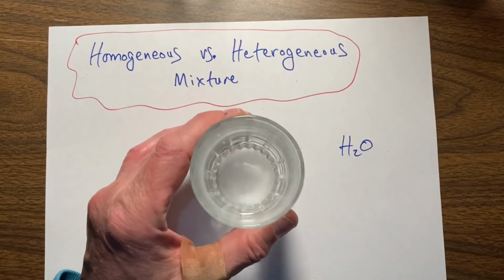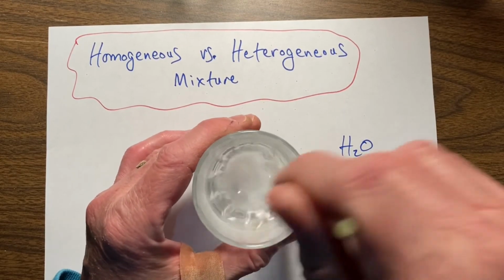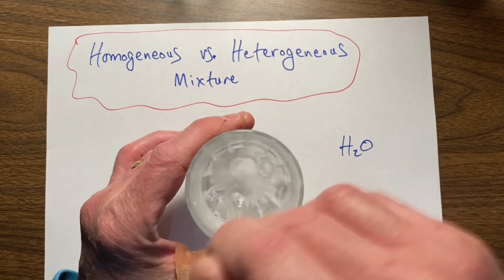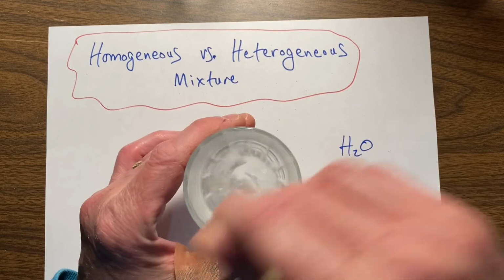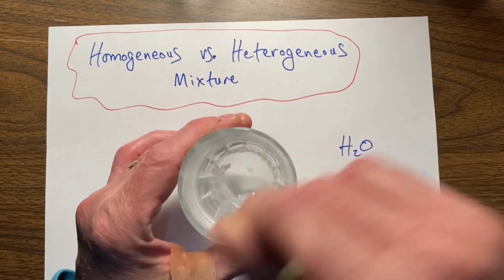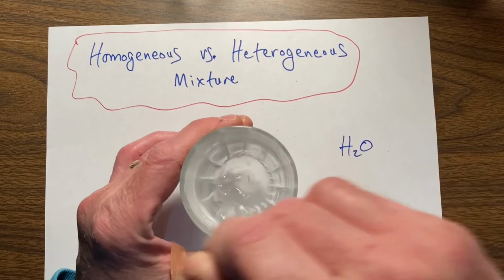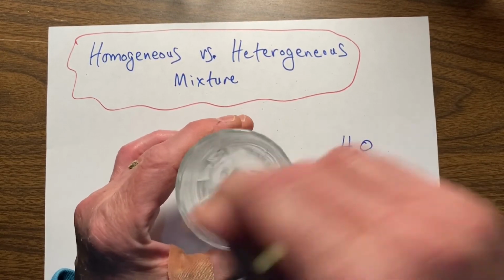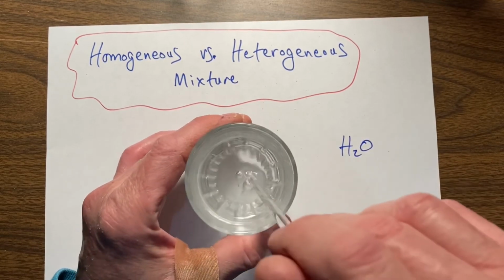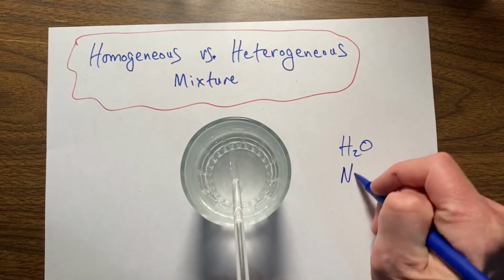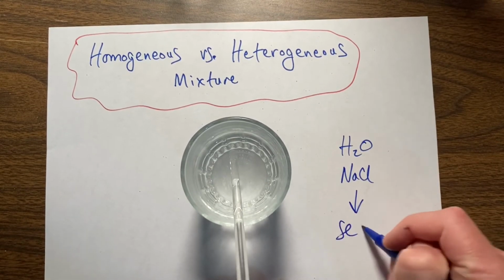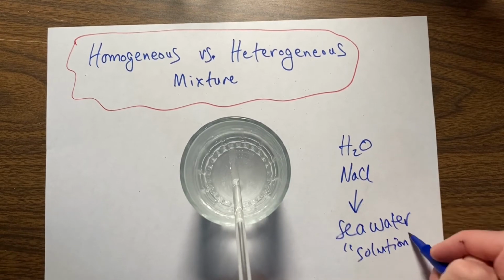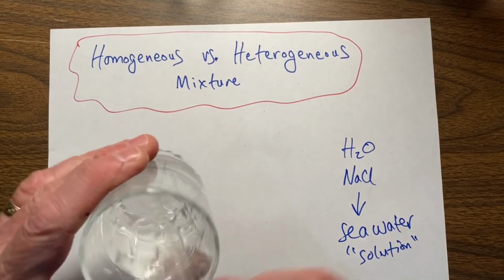Now we know from everyday experience that table salt dissolves very well in water because that's what the oceans are. They are water with quite a bit of sodium chloride and some other trace minerals dissolved in them, but the bulk of the salt that's in the ocean is sodium chloride. So now what I've done is I've mixed two pure substances, H2O and NaCl, and I've made seawater, salty water, which is a solution. How do I know it's a solution? Because eventually that salt's going to dissolve.